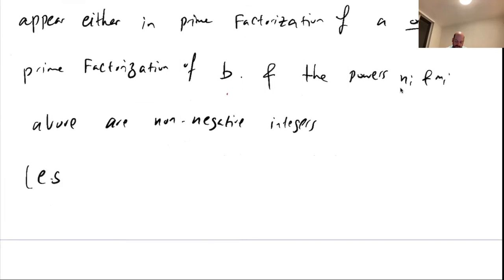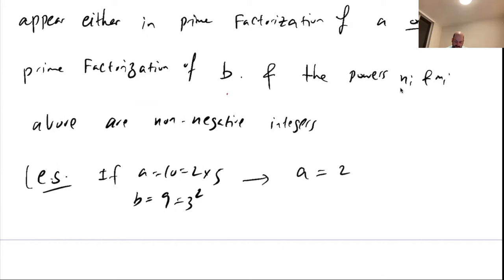Let me give you an example so that when you read it, you understand better. For example, if A is 10, which is 2 times 5, and B is 9, which is 3 to the power 2, then I can say A is 2 times 5 times 3 to the power 0, and B is 2 to the power 0 times 5 to the power 0 times 3 to the power 2. So this is my P1, this is my P2, and this is my P3.